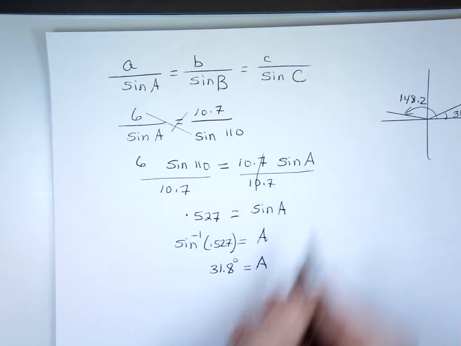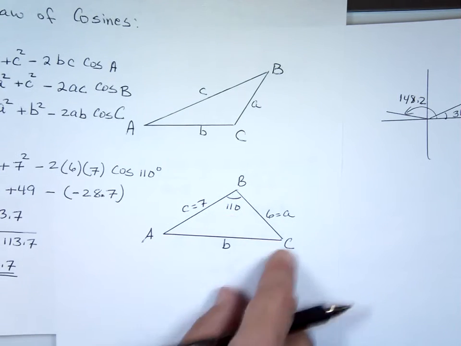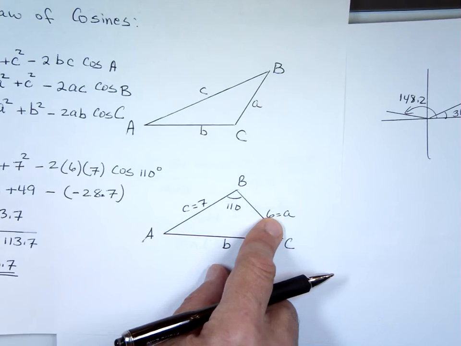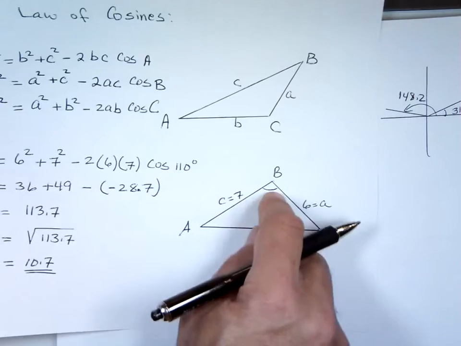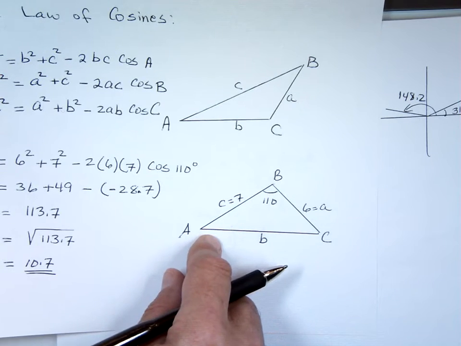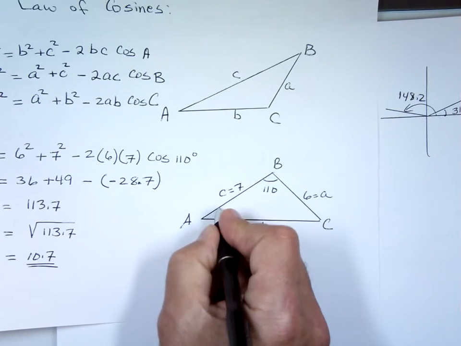Why? Because we already know one angle is 110. All the angles, when you add them, is 180. So if you make angle A equals 148.2, you're already over 180. So that doesn't make any sense. So this is 31.8.